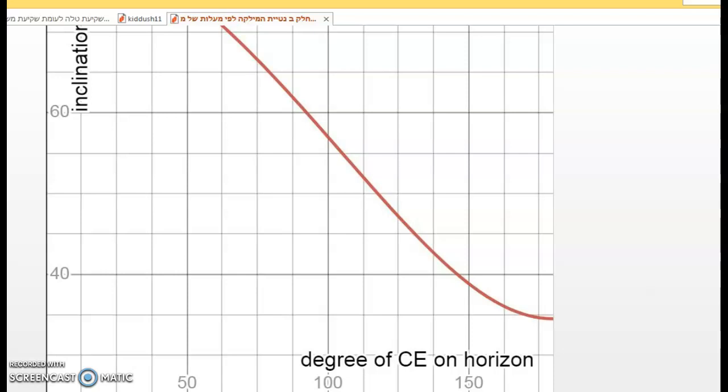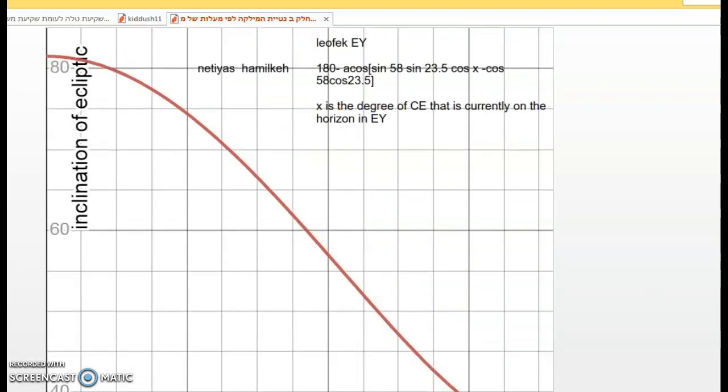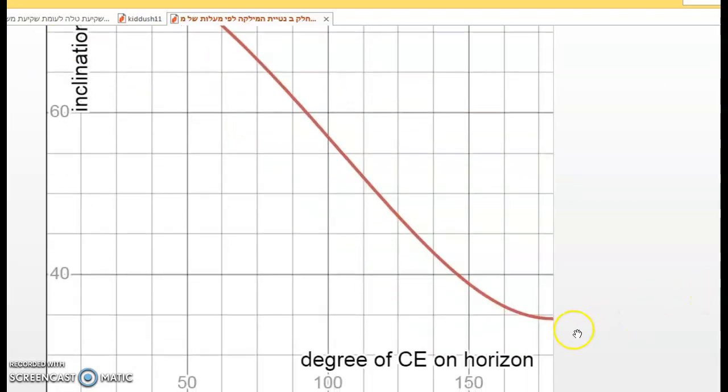So when the celestial equator is 0 and the ecliptic is also 0, it's 83, it's the highest inclination. And the lowest inclination of the ecliptic is at 180. Meznaim. The Meznaim is on the horizon. This doesn't measure with Meznaim. This measures degrees of the celestial equator. The reason is because mathematically it's easier to calculate.